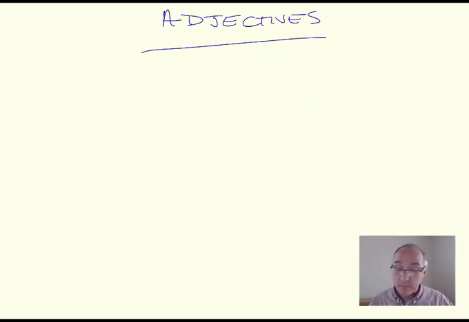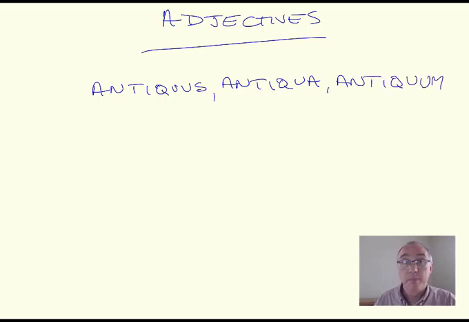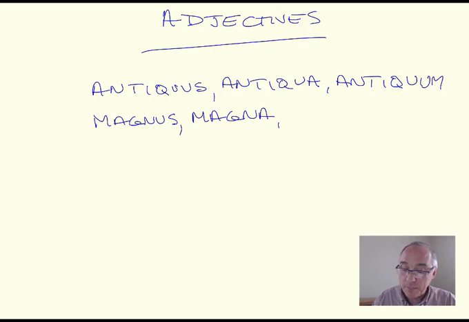Number one, how were they listed in the dictionary? You have them here. They are all on page 18. Antiquus, antiqua, antiquum, magnus, magna, magnum. Why are there three forms?